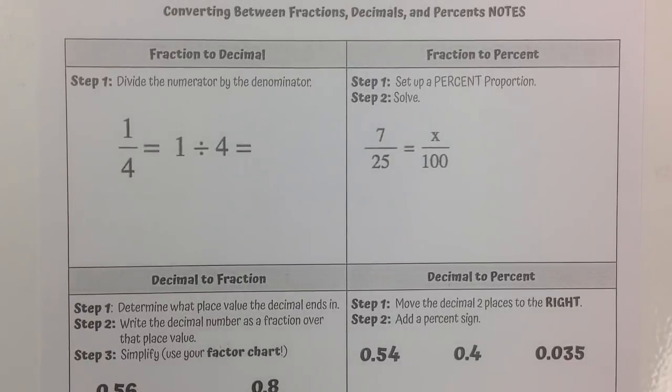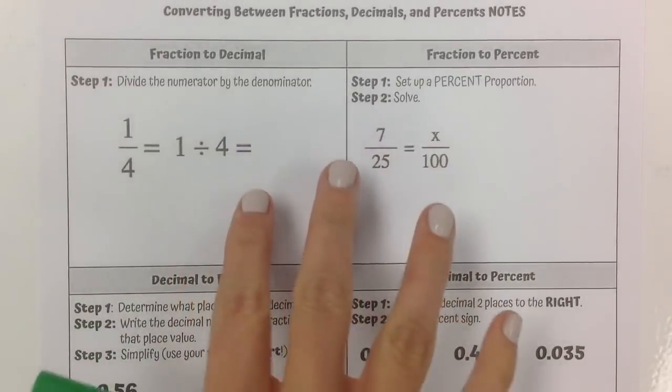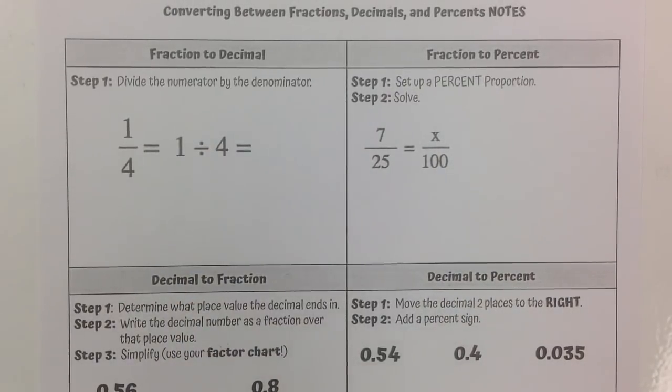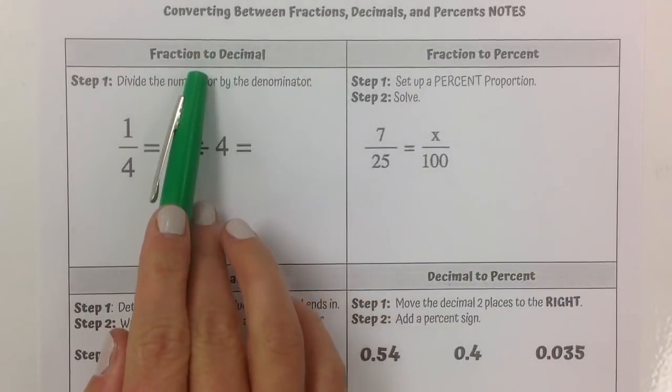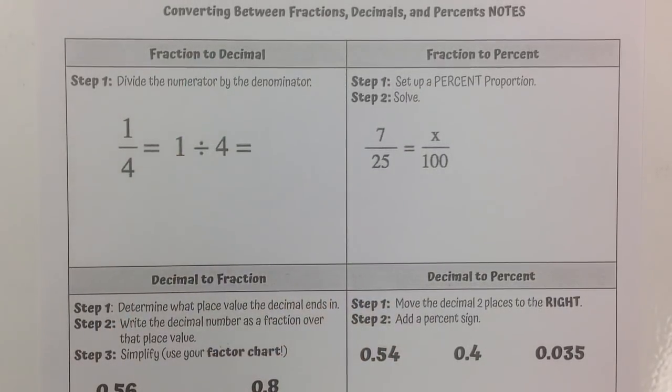Today we're going to talk about converting between fractions, decimals, and percents. There's a couple different ways that you can convert between these three, but we're going to look at the basics, kind of separated. First looking at converting from a fraction, then decimals, and then last looking at starting with a percent and then converting. So up here we're going to look at converting from a fraction to a decimal.